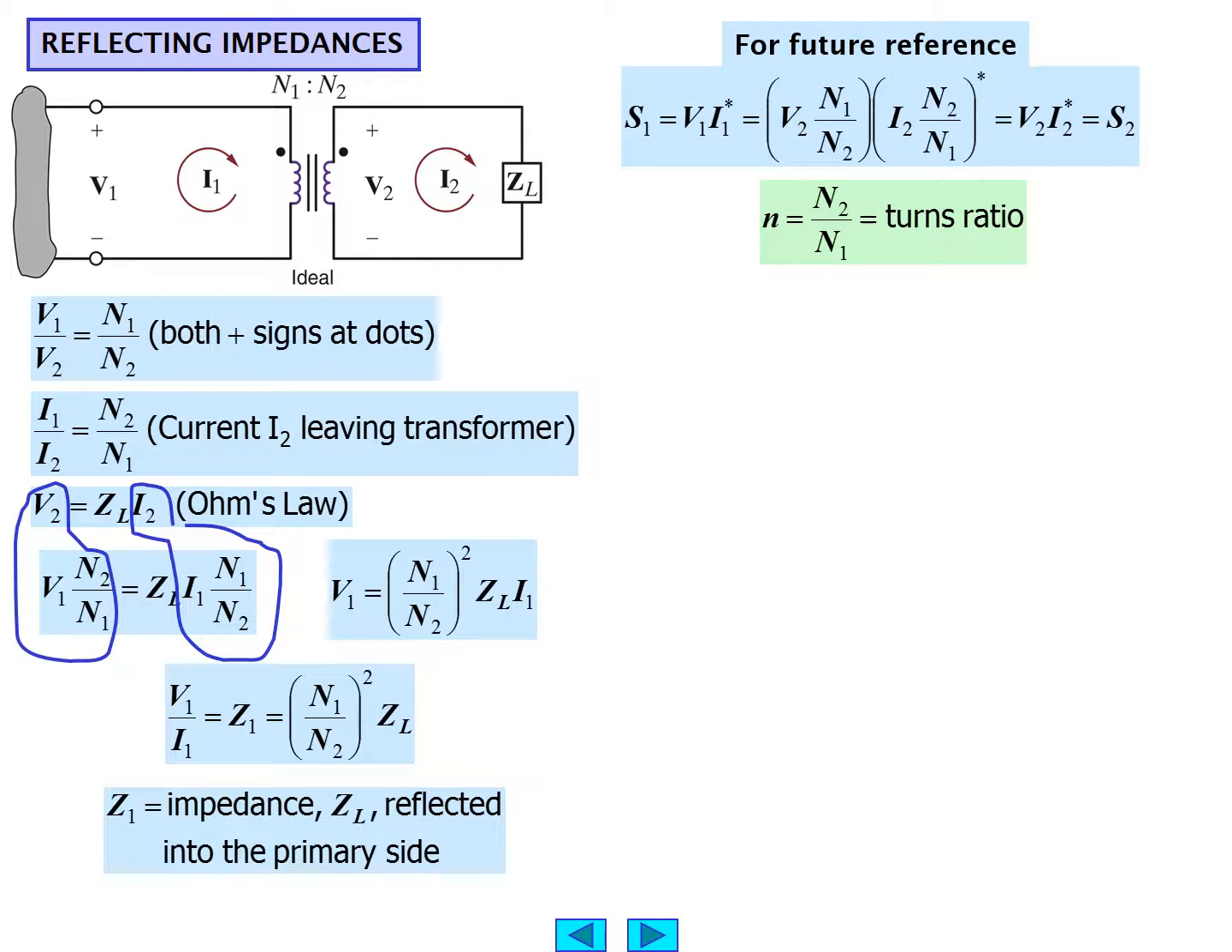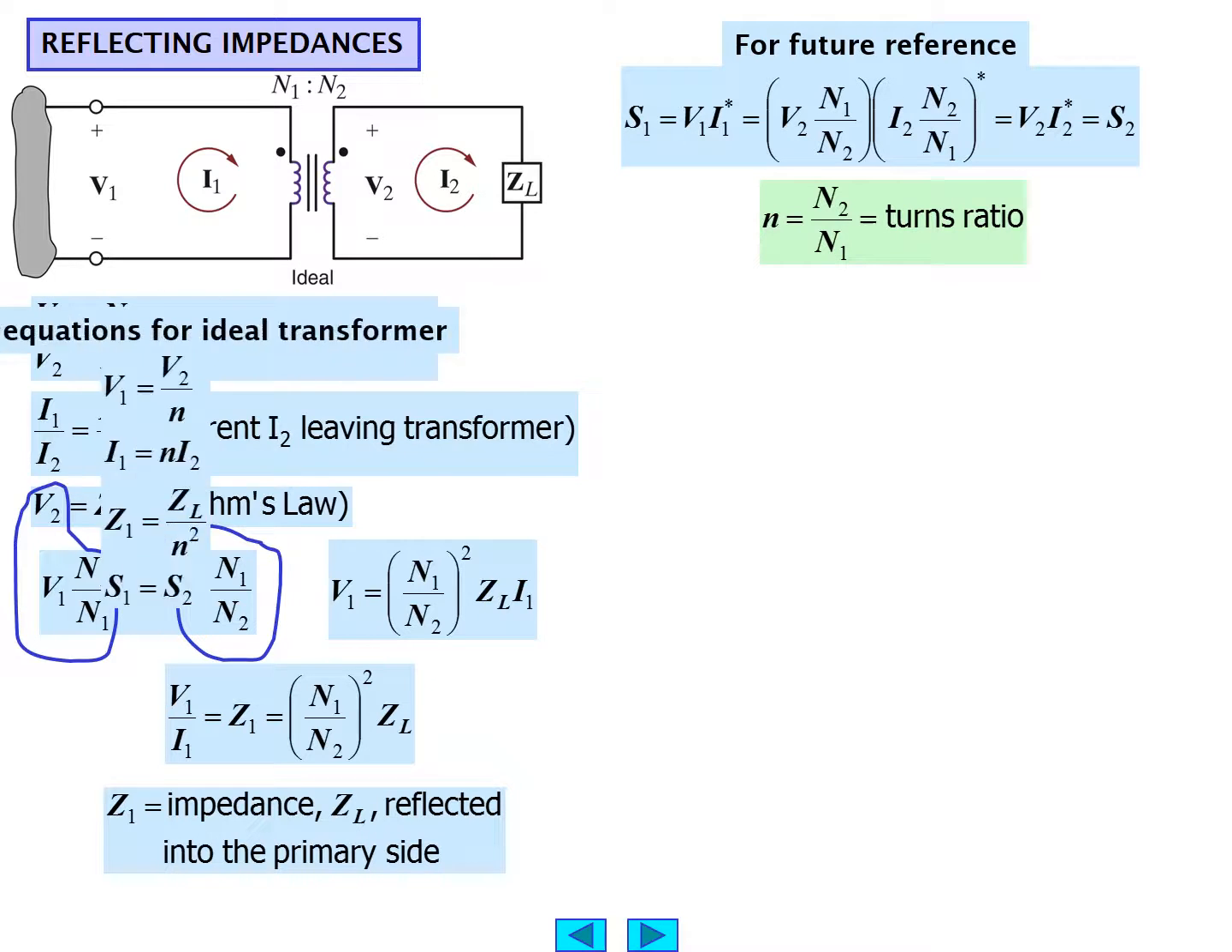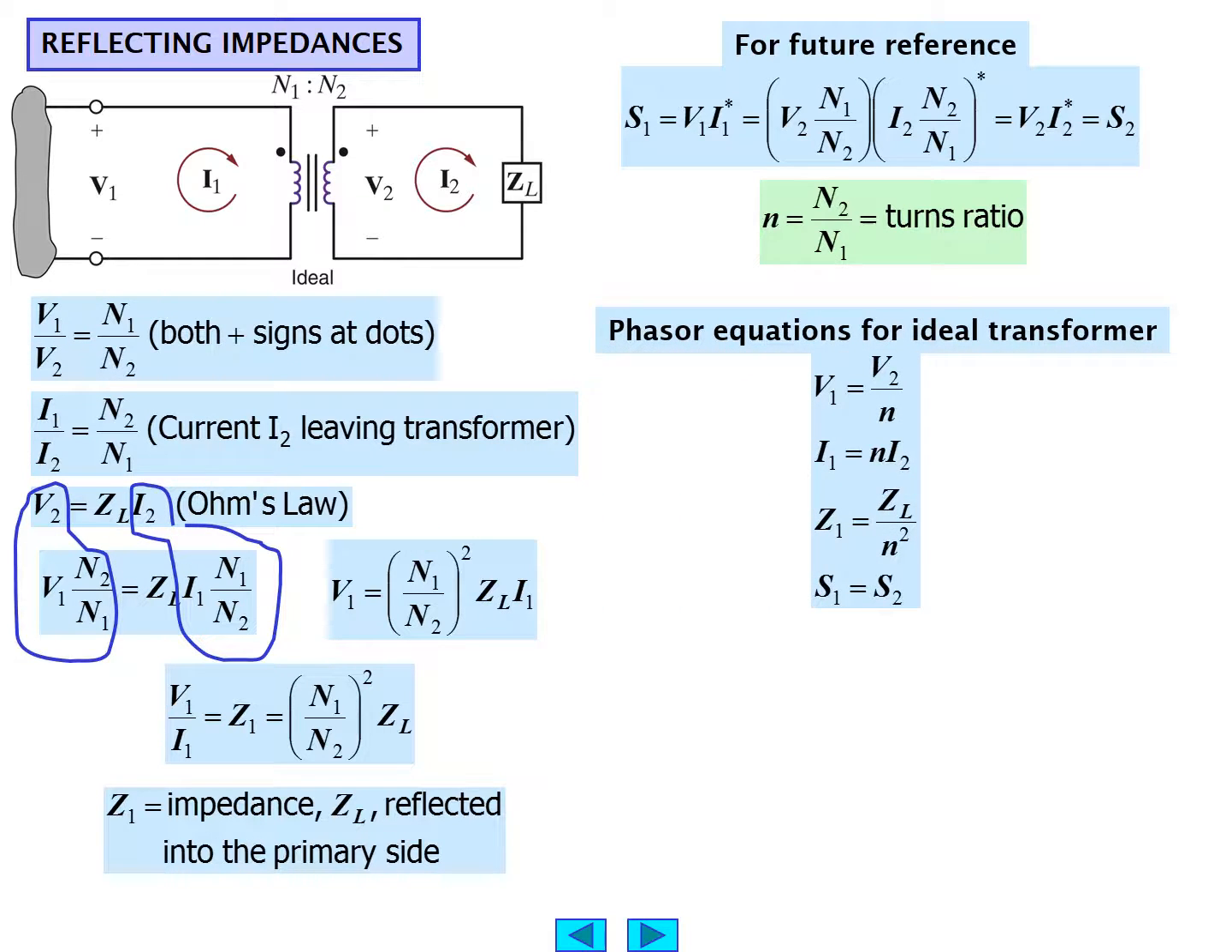Let's define n as N2 over N1, the so-called turns ratio. Phasor equations then for the ideal transformer can be written this way, using the turns ratio little n instead of capital N1 and N2. So V1 is equal to V2 divided by n. I1 is equal to n I2. Z1 is equal to Z sub L divided by n squared. And S1 is S2, since it is an ideal transformer with no losses of power, even complex power.